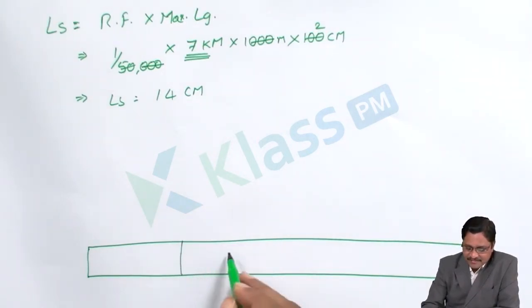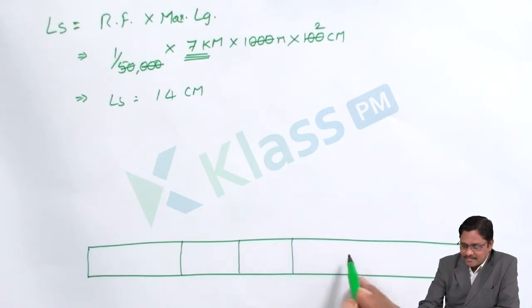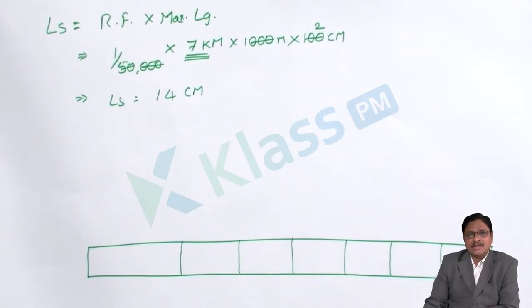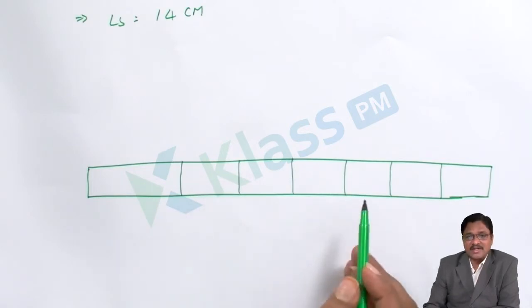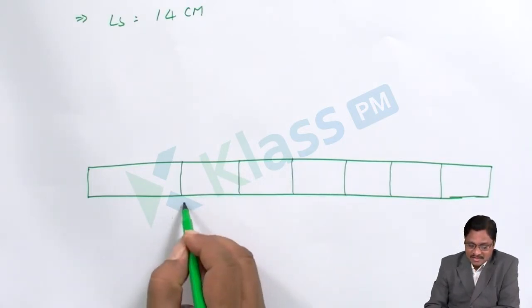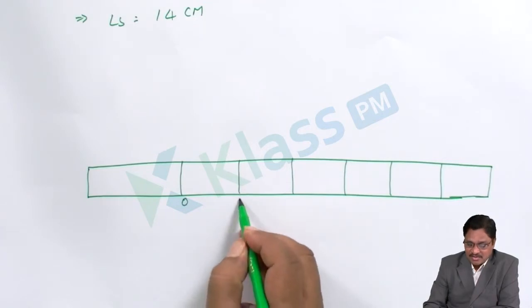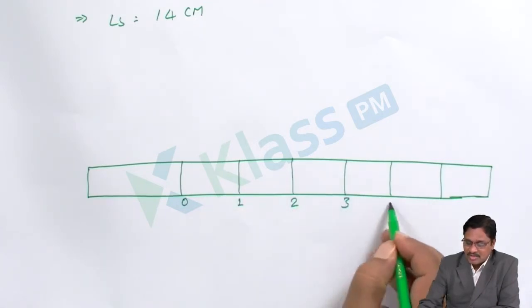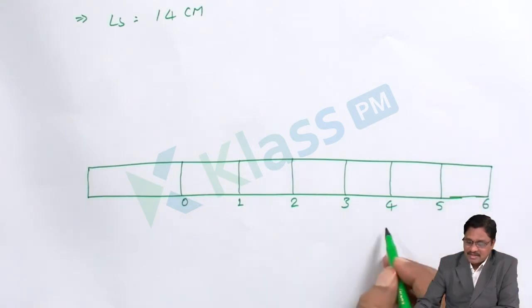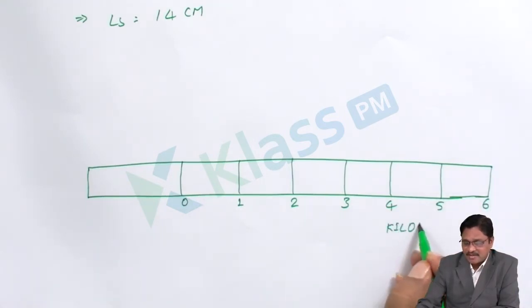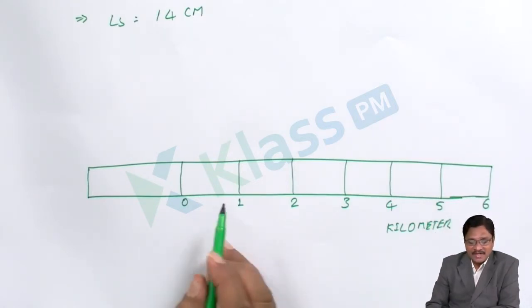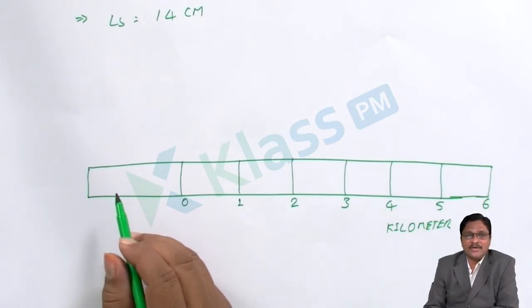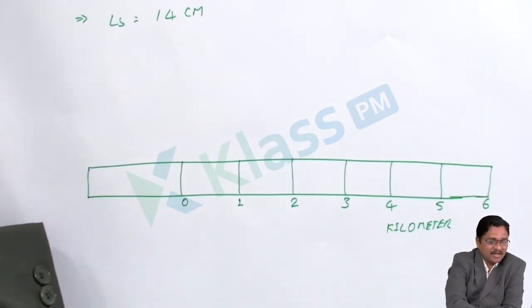So I am proceeding 1, 2, 3, 4, 5, 6. On the paper you may not get it exactly, but you have to try to ensure that each division is equivalent. So after the first part, label it as 0, thereafter 1, 2, 3, 4, 5, 6. Write the units here. For the units we are using kilometers, so write kilometer. After that, here is the choice of the vernier scale. When you want to construct the vernier scale, there is a possibility of an alternate.